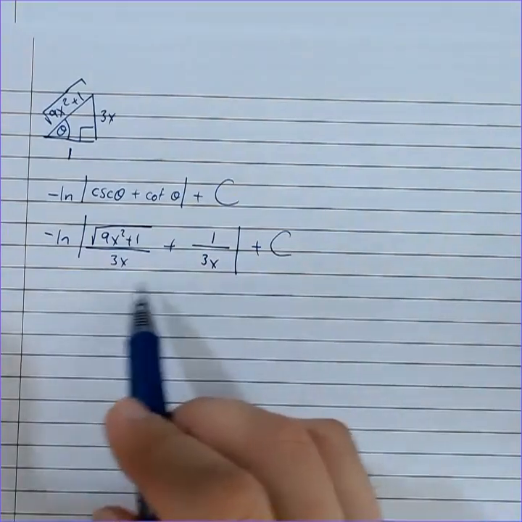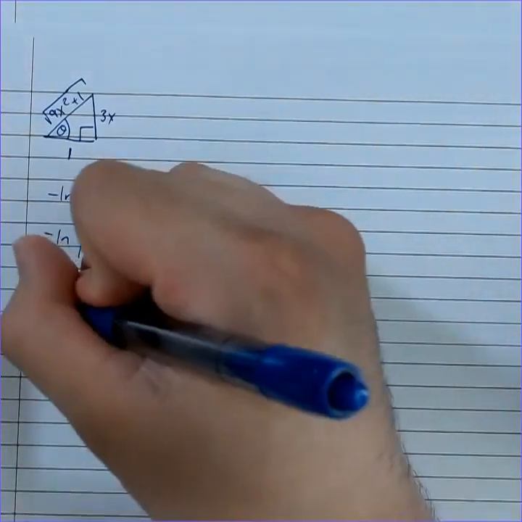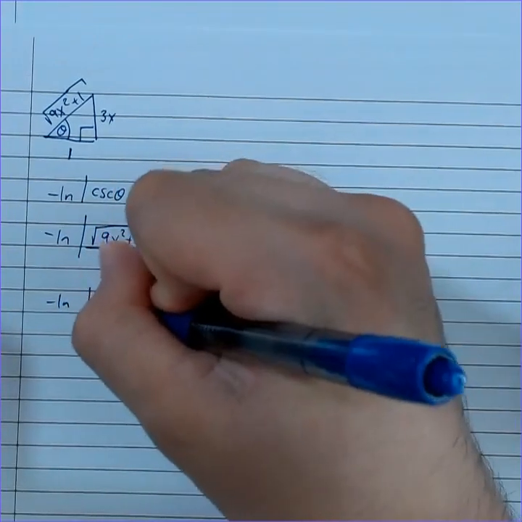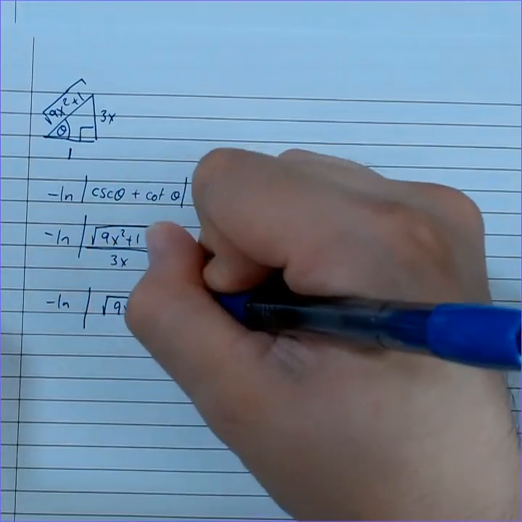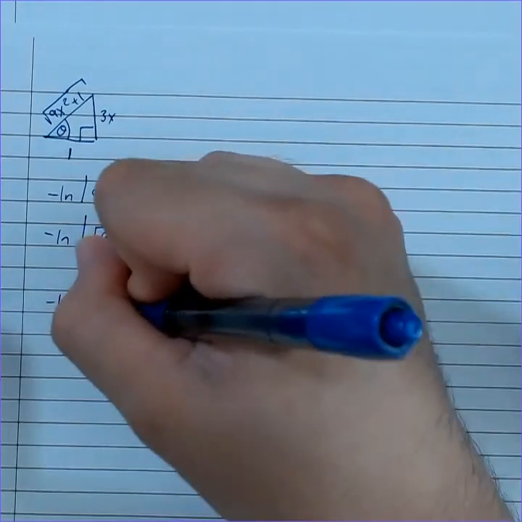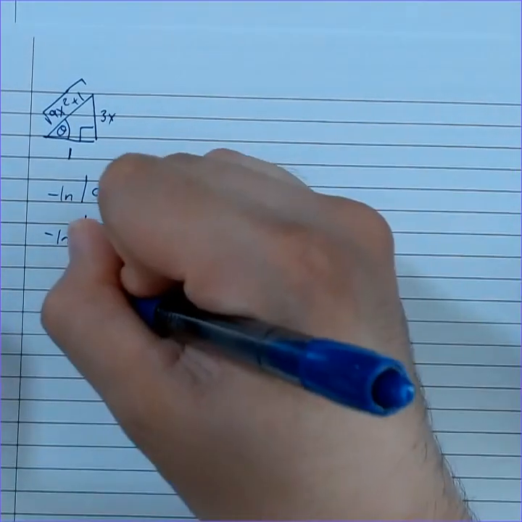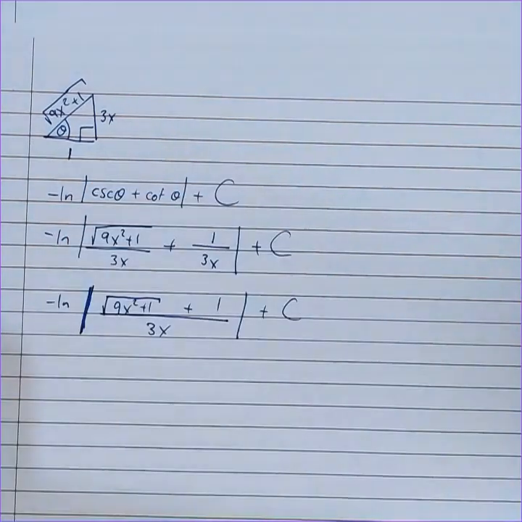And here, if you want to merge these together because they have a common denominator, that's usually the way it's written. So that's going to be square root of 9x squared plus 1 all over 3x plus a constant of integration. And that's our result.